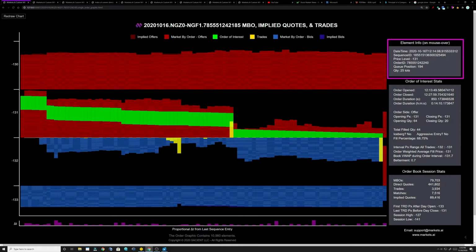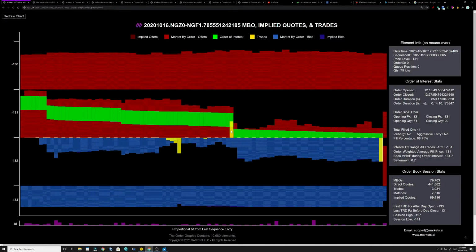So let's look at our order of interest. It comes on at 12:13:49. It's offered at 131. The order ID matches the order ID in the title. That's good. And its queue position is 130 behind the best offered order. Now, if you look at trades, the order ID is 0. It has no order ID. It has no queue position. It's 0. It does tell you how many lots were traded.